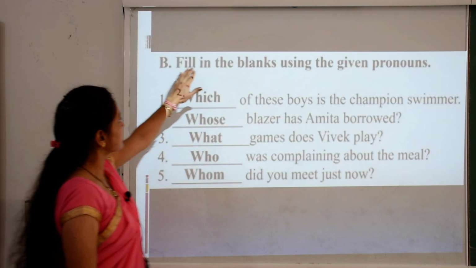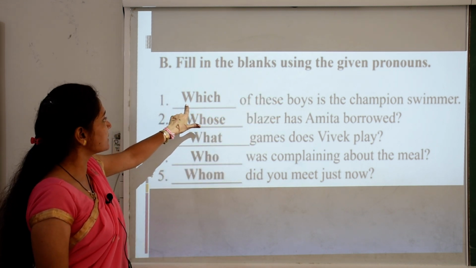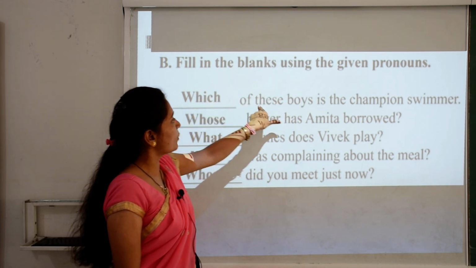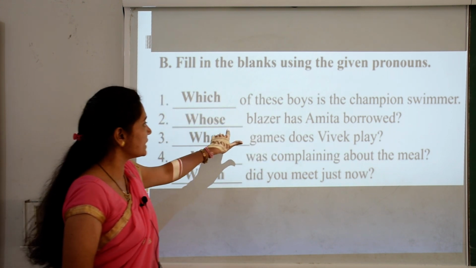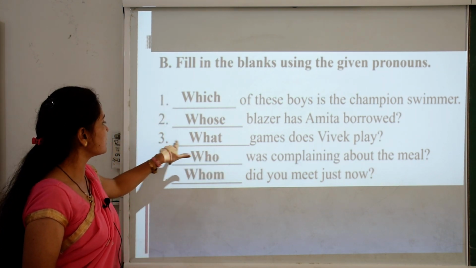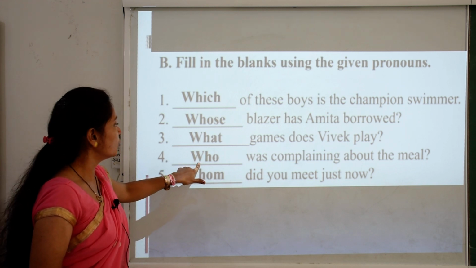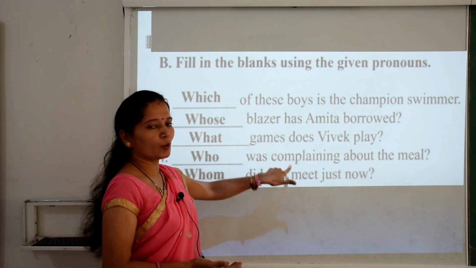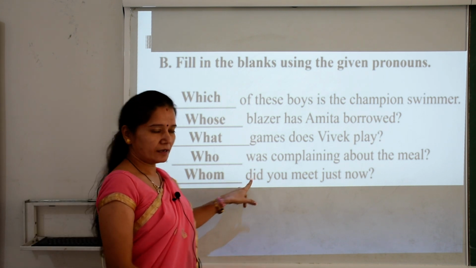Now let's see the next exercise. Fill in the blanks using the given pronouns. The first sentence is, which of these boys is the champion swimmer? Next is, whose blazer has Amita borrowed? Next sentence is, what games does Vicky play? The next is, who was complaining about the meal? And the last one is, whom did you meet just now?